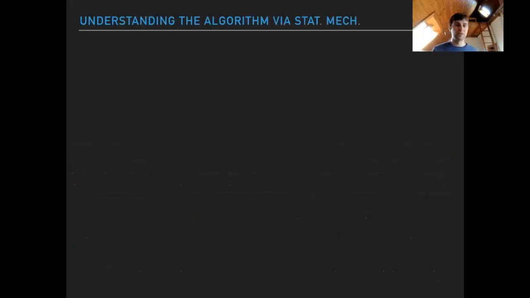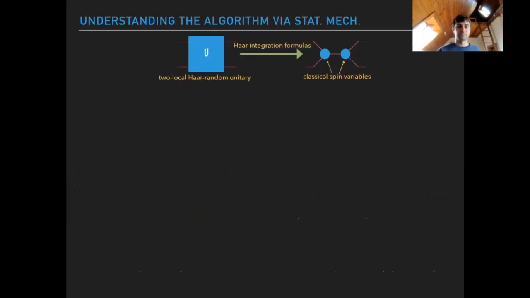So finally, I'll say a little bit about another analytical tool that we use to understand the performance of this algorithm. And this is via a mapping between random circuits and classical statistical mechanical models, which has been studied in other recent works as well. So how does this mapping work? So the idea is that we can associate a Haar random unitary with two classical spin variables. And this mapping is made possible via Haar integration formulas.